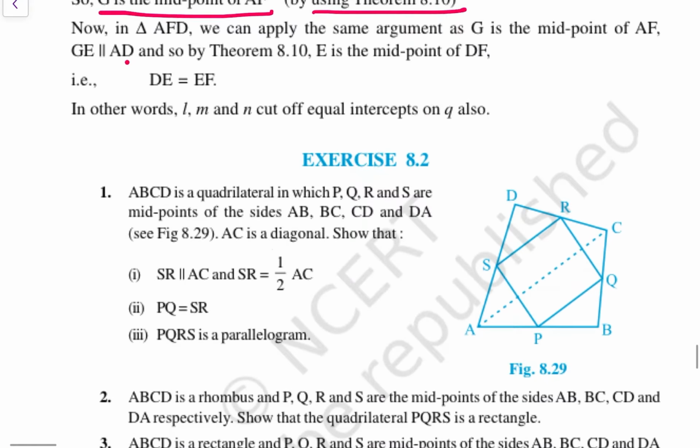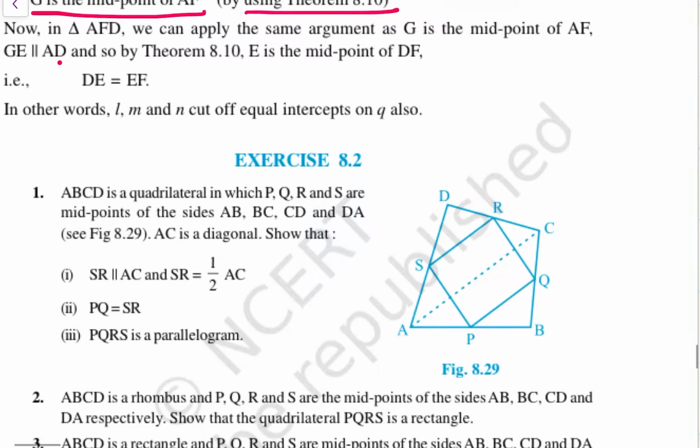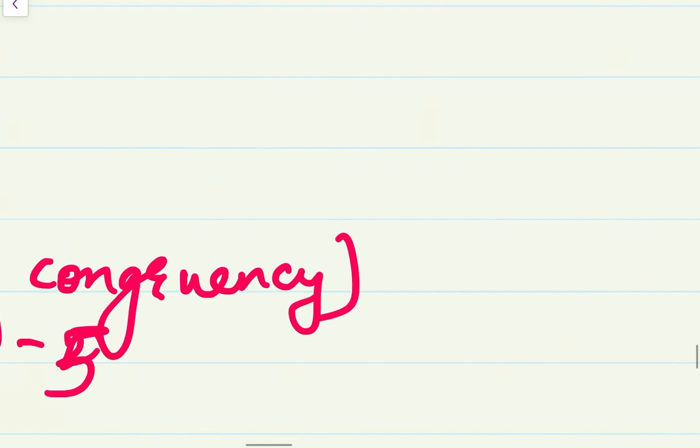Question number 1. ABCD is a quadrilateral in which P, Q, R, S are midpoints of sides AB, BC, CD and DA, and AC is the diagonal as shown in the figure. You have to prove that SR is parallel to AC and SR is half AC, PQ is equal to SR, and PQRS is a quadrilateral. So let us solve that.